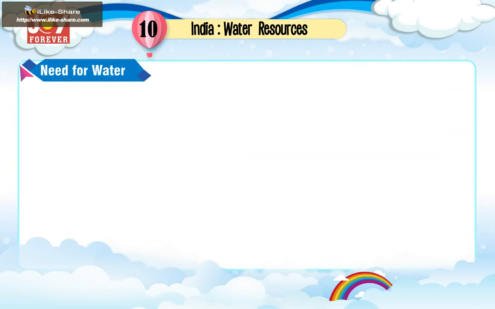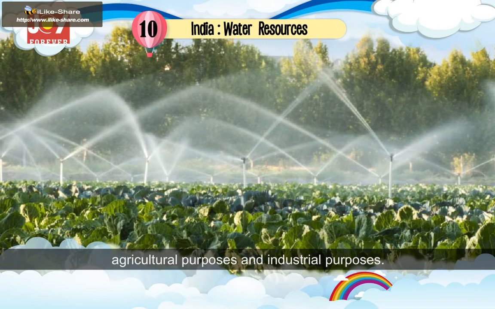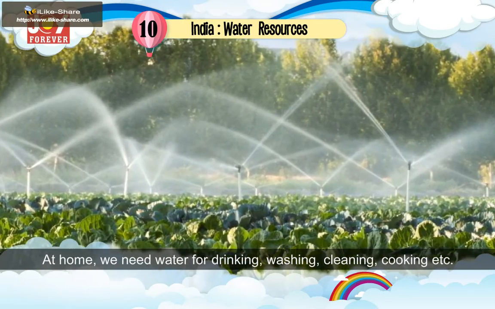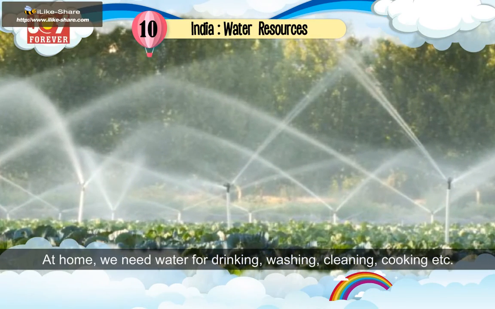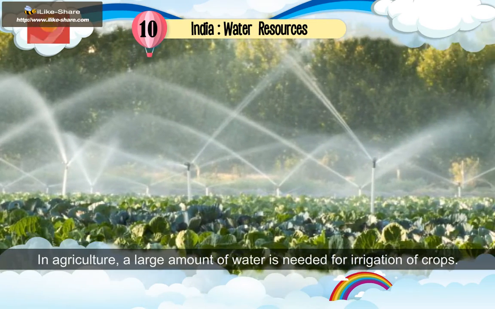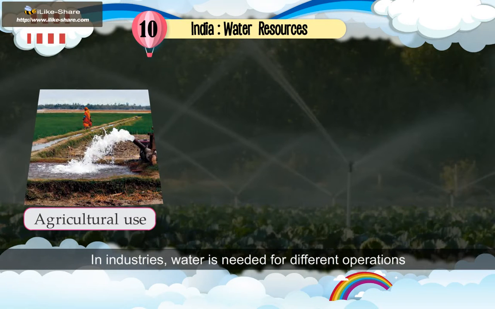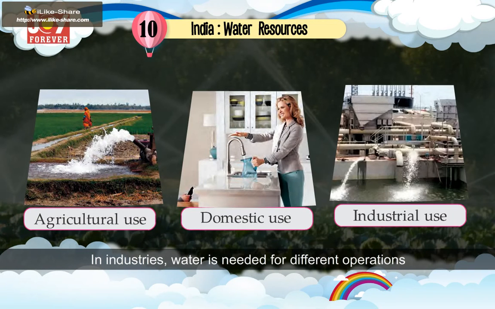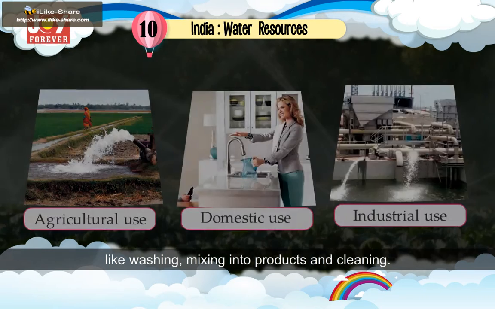Need for water. Water is needed for three main purposes: domestic purposes, agricultural purposes, and industrial purposes. At home, we need water for drinking, washing, cleaning, cooking, etc. In agriculture, a large amount of water is needed for irrigation of crops. In industries, water is needed for different operations like washing, mixing into products, and cleaning.